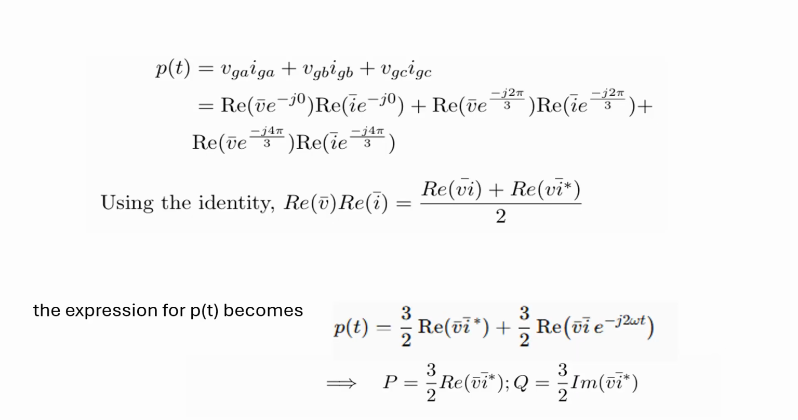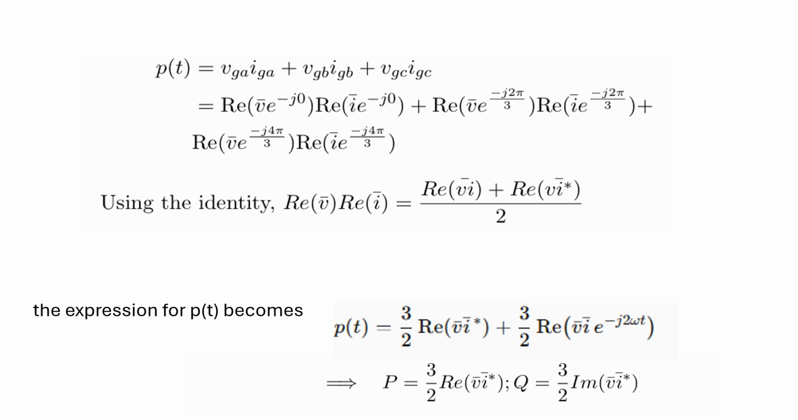If you take the power, P of t, that is, you can say it as the apparent power, equal to VA IA plus VB IB plus VC IC. This is the total active power. So we can write it as the real part of V e^(-j0), the real part of I e^(-j0), and the real part of this, and the real part of the third quantity. We can write like this.